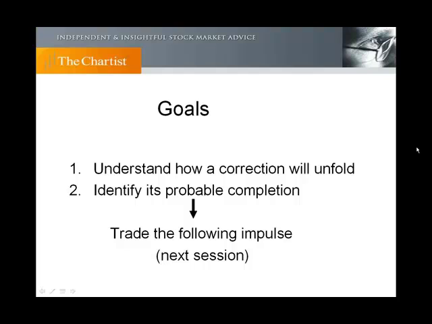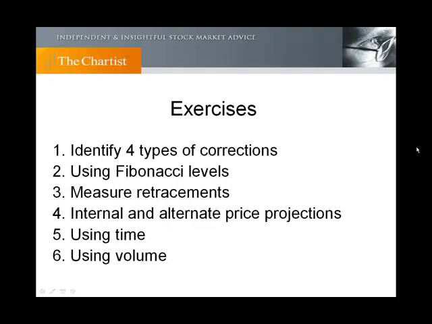So tonight our goals are to look at corrections, understand how it will unfold. We're going to be looking at 4 different kinds of corrections. We want to try and identify its probable completion. When do we label an impulse move as a major degree wave 1 versus an intermediate or smaller degree wave 1? Well, that would depend on the size of the wave compared to the prior wave. If the prior wave is a very large wave and we've got a smaller wave, then obviously it's going to be a minor degree pattern. So everything has to be in fractals and it all has to be in the same size. And we'll have a look at a few charts as we go along and you'll get the drift of that.